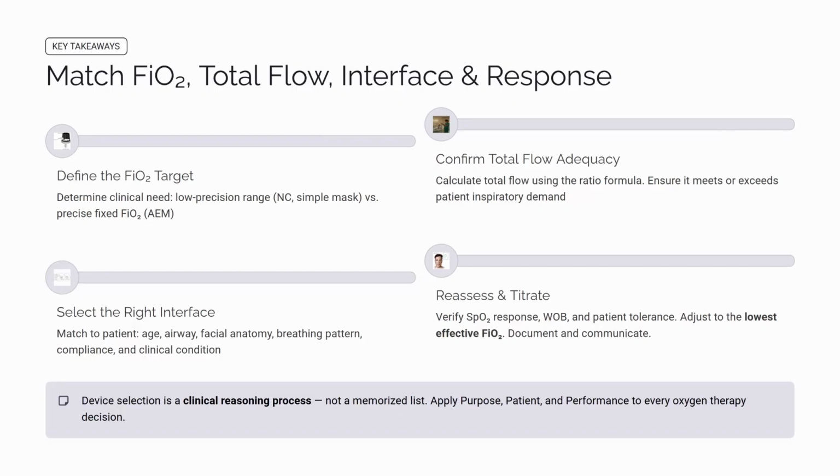The right device is the one that matches the goal, the patient, and the performance you actually need, and then matches what you observe once their therapy is running. Selection isn't finished the moment you pick a device off the wall, it's finished once you reassess and confirm it actually worked for this patient. Notice something about everything we just covered. Every one of those checks happens before you ever touch the flow meter.